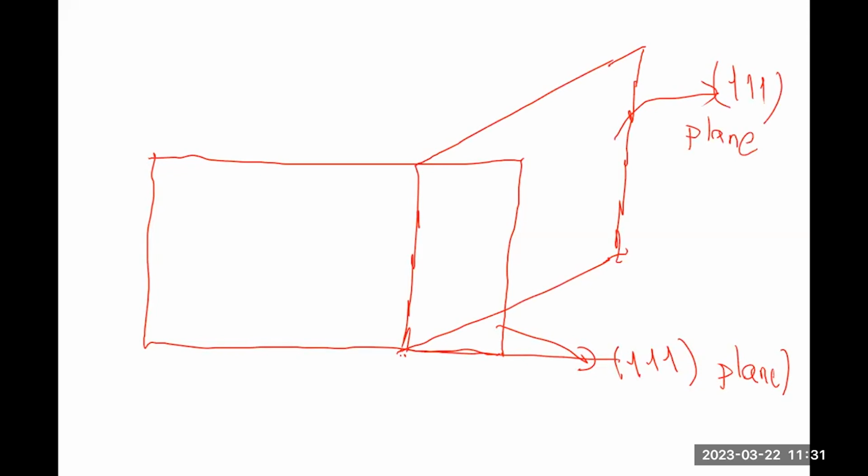We have an edge dislocation, and we apply shear stress to the edge dislocation. What is the direction of an edge dislocation, the original perfect edge dislocation? What was the Burgers vector? Anyone? What was the Burgers vector of an edge dislocation?